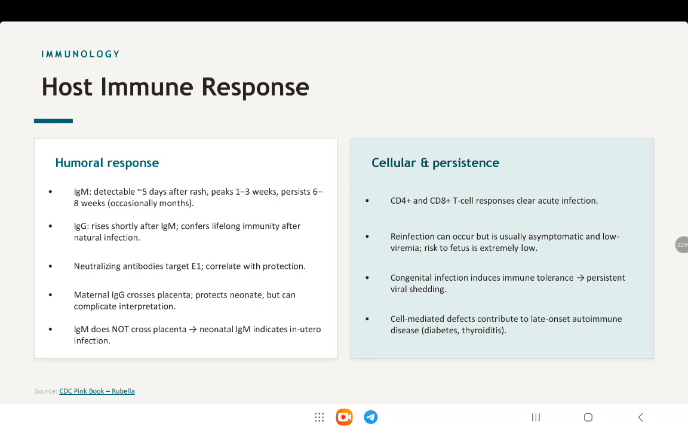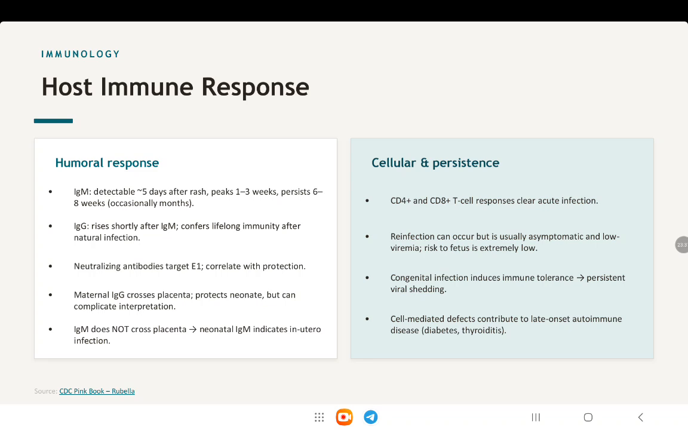The E1 protein is the most important protein because it is the target for the immune system, which produces protective antibody against this antigen. During pregnancy, maternal IgG can cross the placenta and protect the baby from the infection. However, IgM does not cross the placenta because of its large size. Therefore, if a newborn has rubella-specific IgM, that means the baby produced the antibody, confirming a congenital rubella infection.